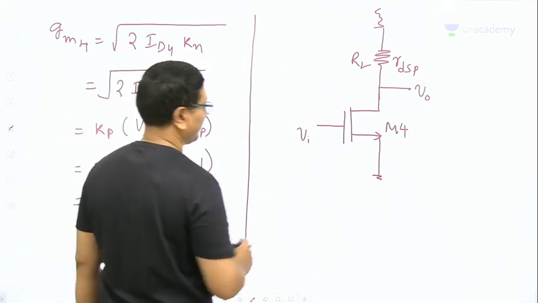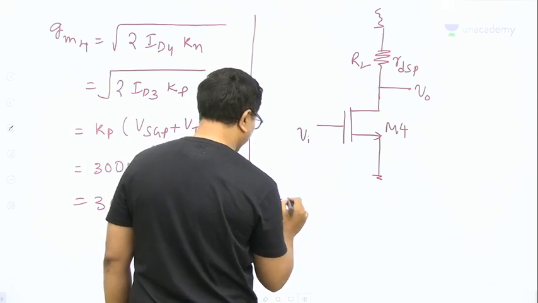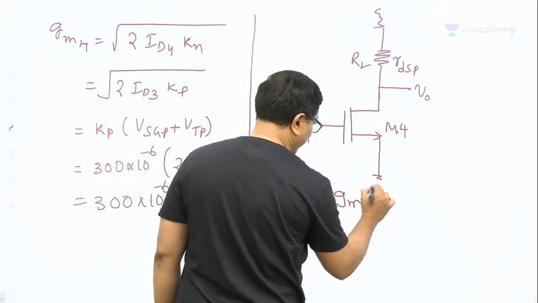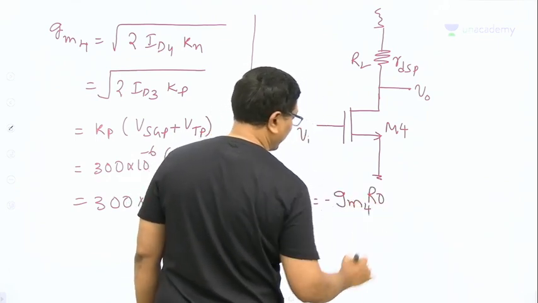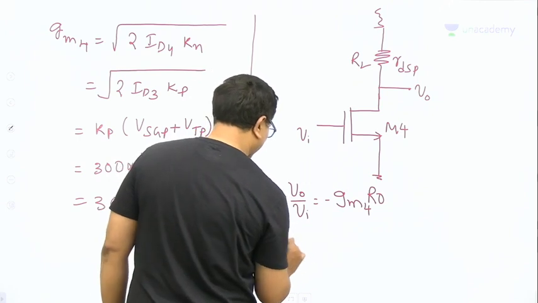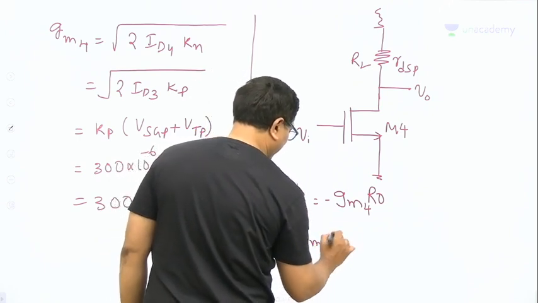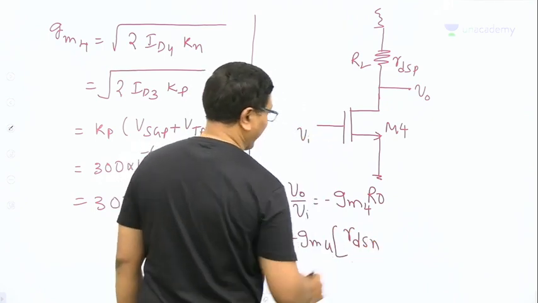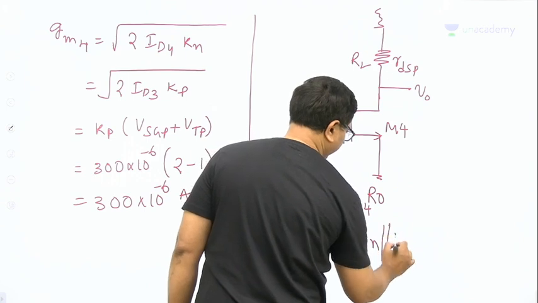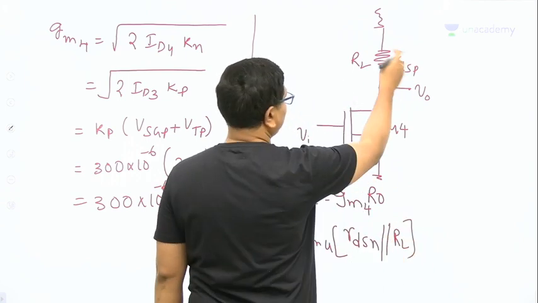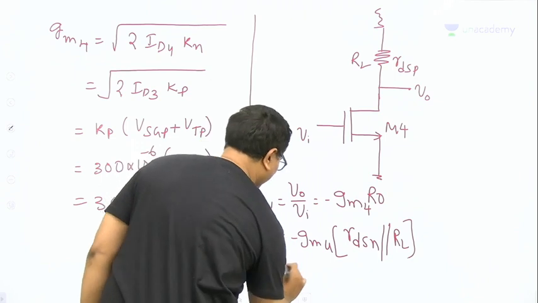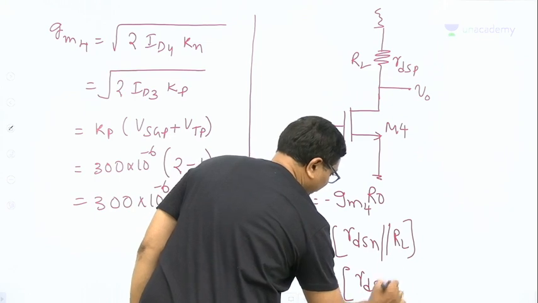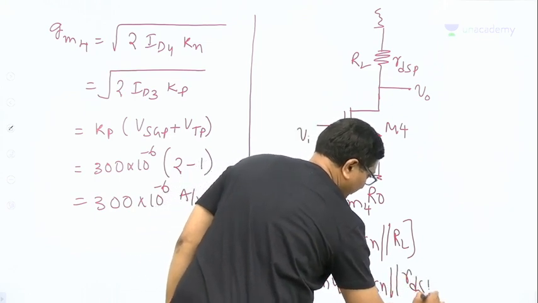Then what is the gain of this circuit? Gain AV is equal to V output by V input is equal to minus GM4 into RO, where RO is the output resistance: RDS of NMOS parallel with RL, where RL is equal to RDS of PMOS. So it is equal to minus GM4 into RDS of NMOS parallel with RDS of PMOS.